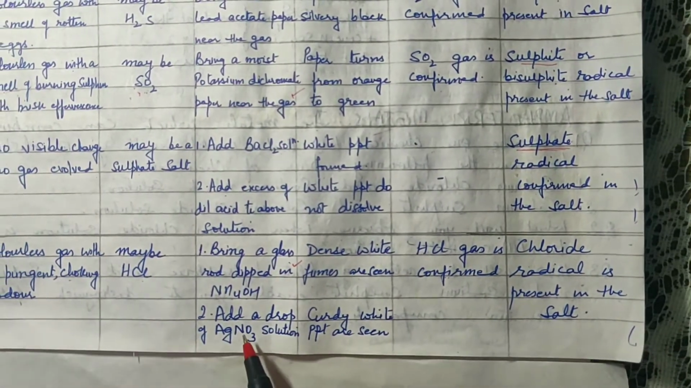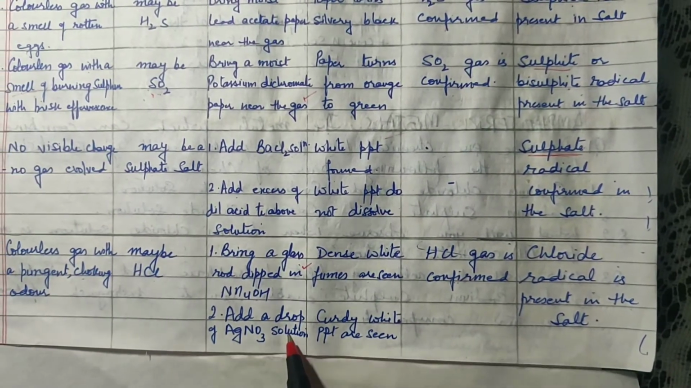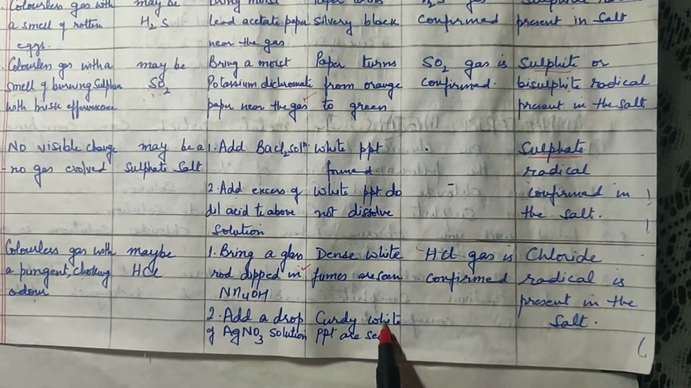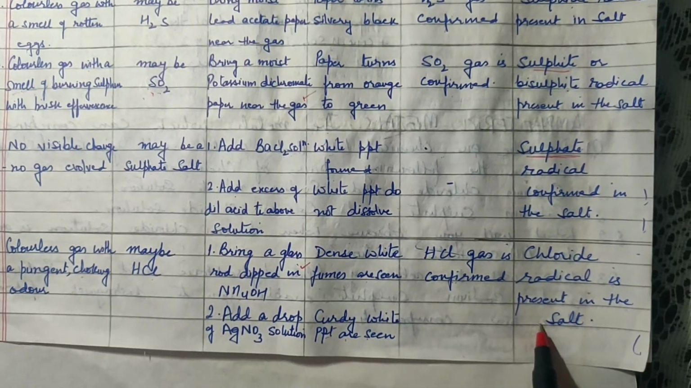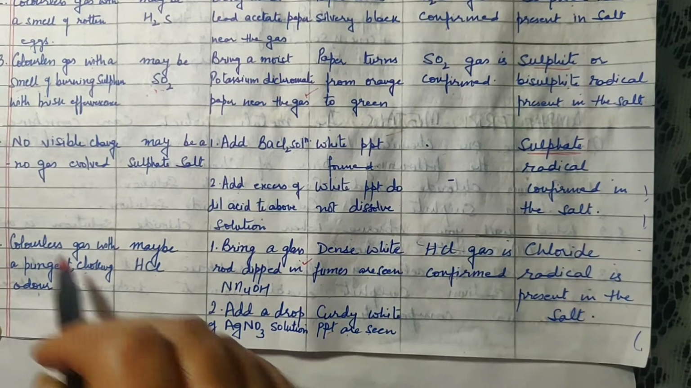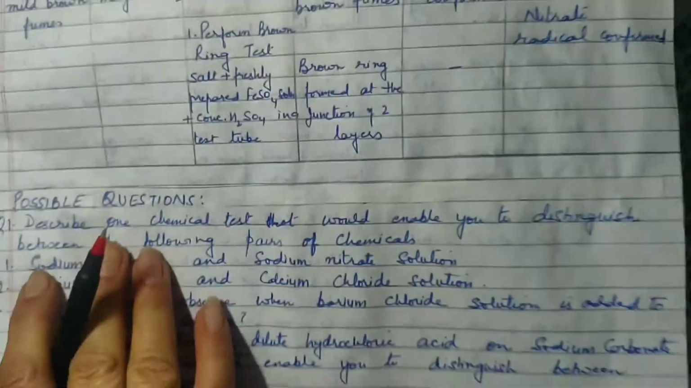There is another test to confirm the presence of chloride radical. We can add a drop of silver nitrate solution. This will give you a curdy white precipitate. This also confirms the presence of chloride radical in the given salt. So these were the 5 anions. There is one more left.